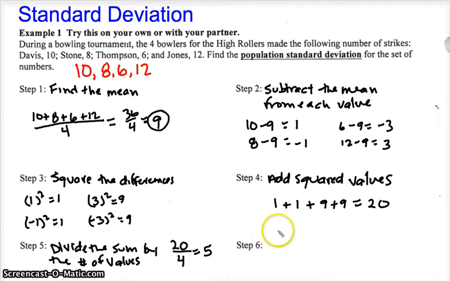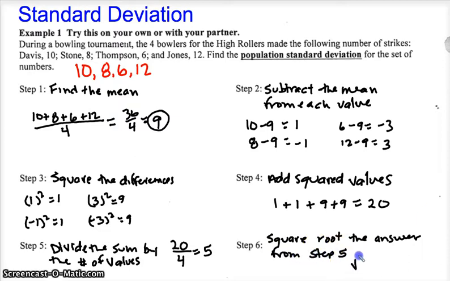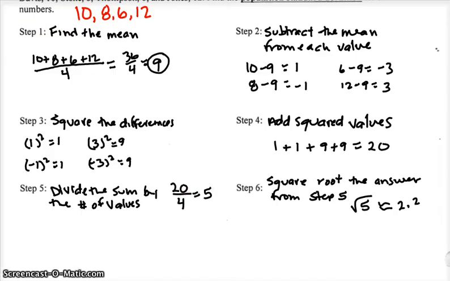All right, the last step is to square root the answer from step 5. All right, taking the square root of 5 is approximately 2.2. That tells me that my standard deviation is 2.2.